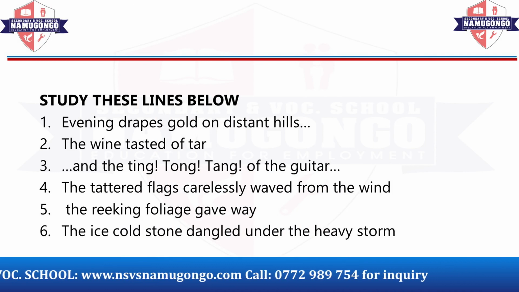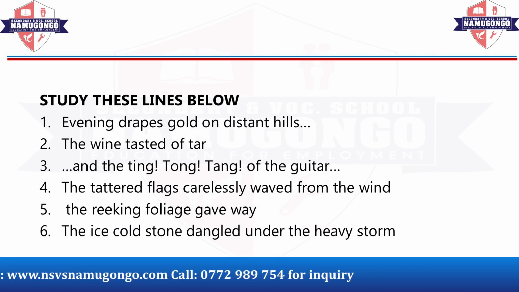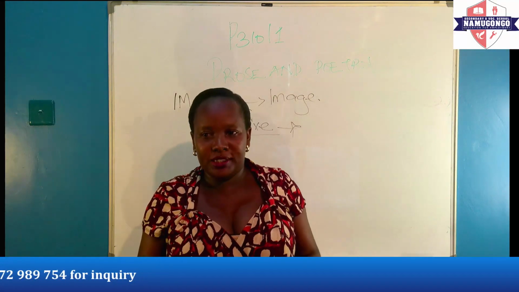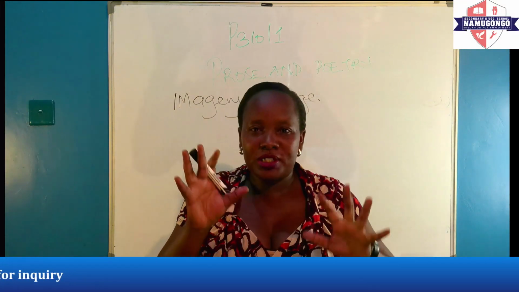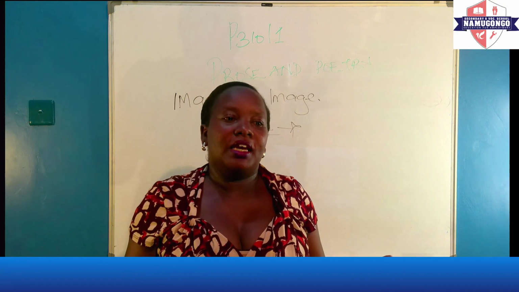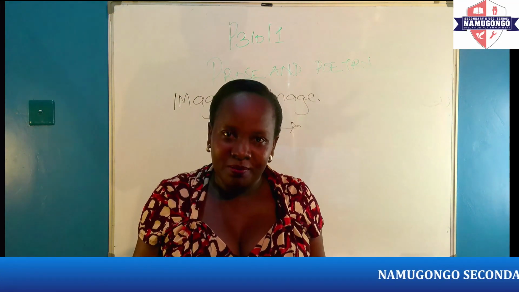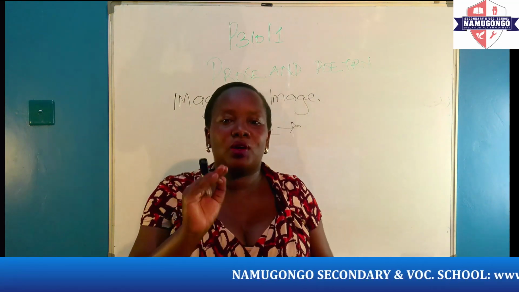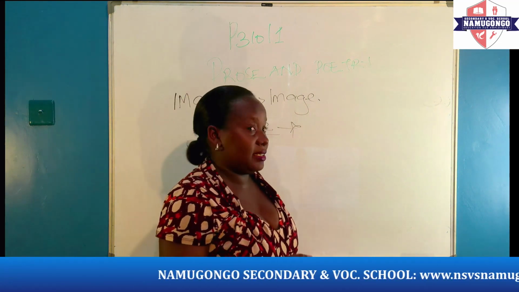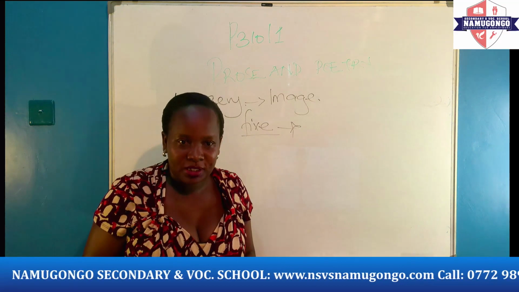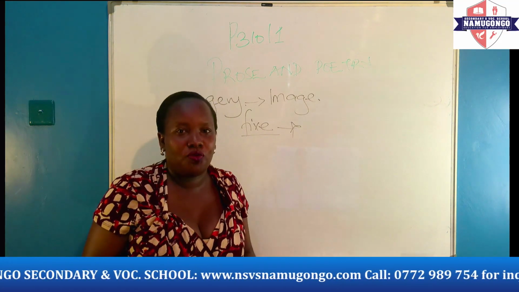The last line is "the ice-cold stone dangled under the heavy storm." Please put emphasis on ice-cold. We have all touched ice before, okay? Now, something cold is cold, okay? It is icy. So you can already feel it too. You can already imagine it by just touching it, and therefore that is what we call imagery so far.